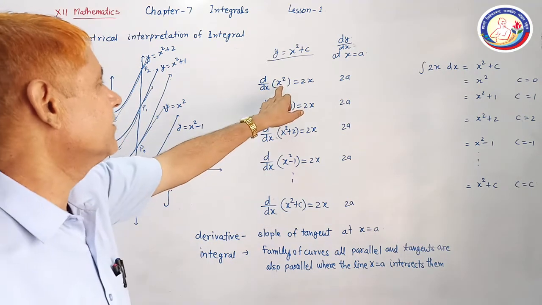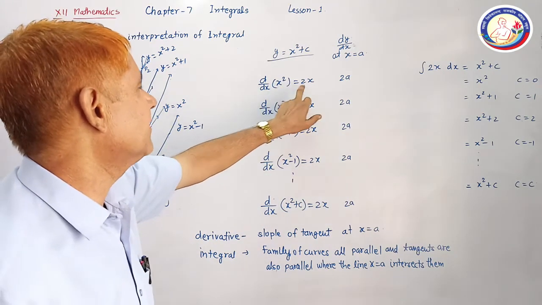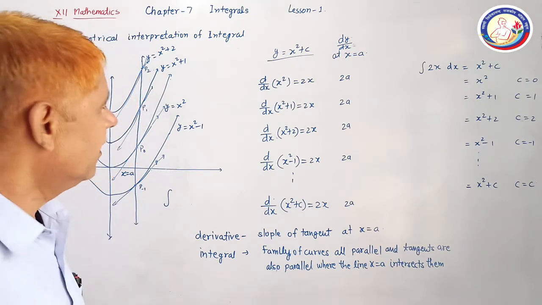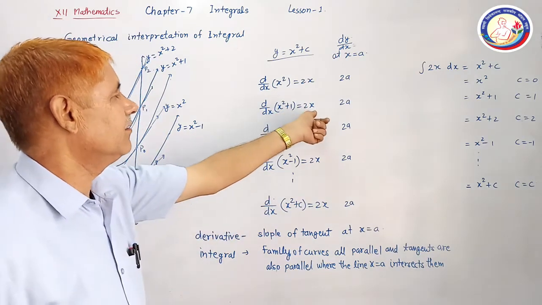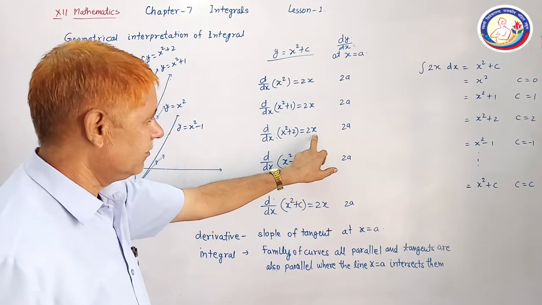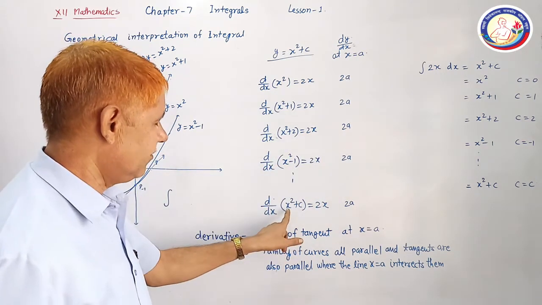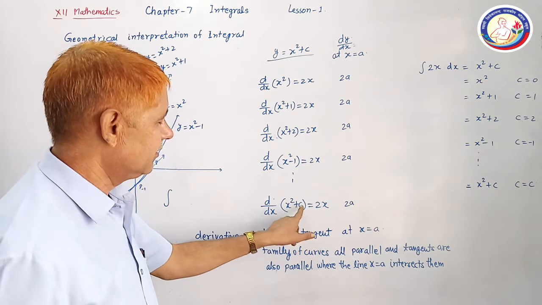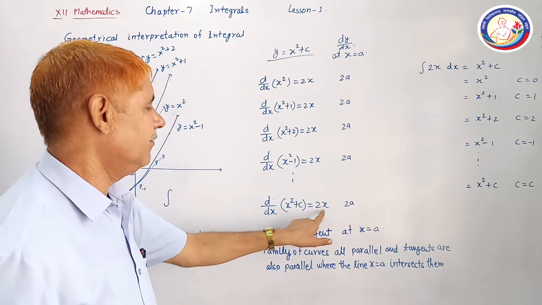We take first x square. The derivative of x square is 2x. Again, if we take x square plus 1, the derivative is 2x. For x square plus 2, it is again 2x. And similarly, for x square plus c, where c is a constant, it will be 2x.